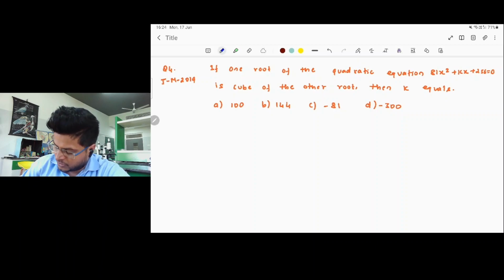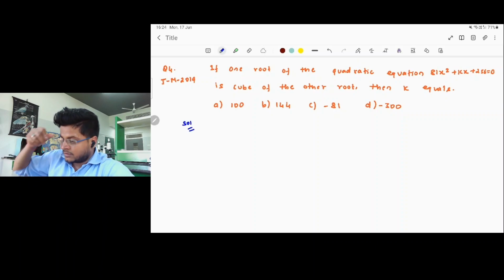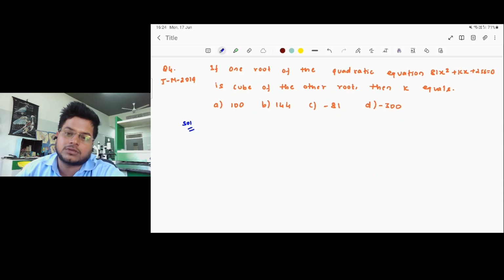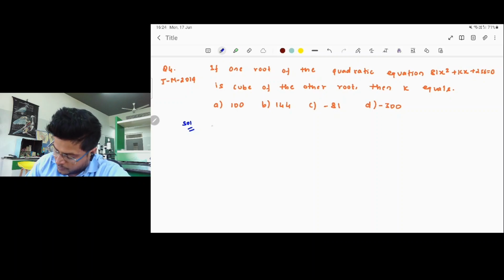Okay. So coming back to this question, what they are saying is that one root is the cube of the other. So this directly fits into the template of the types of questions that we have discussed: one root is twice the other, one root is five times the other, one root is the square of the other, one root is n times the other. For all these problems, we have a very similar kind of approach. So what is the approach?